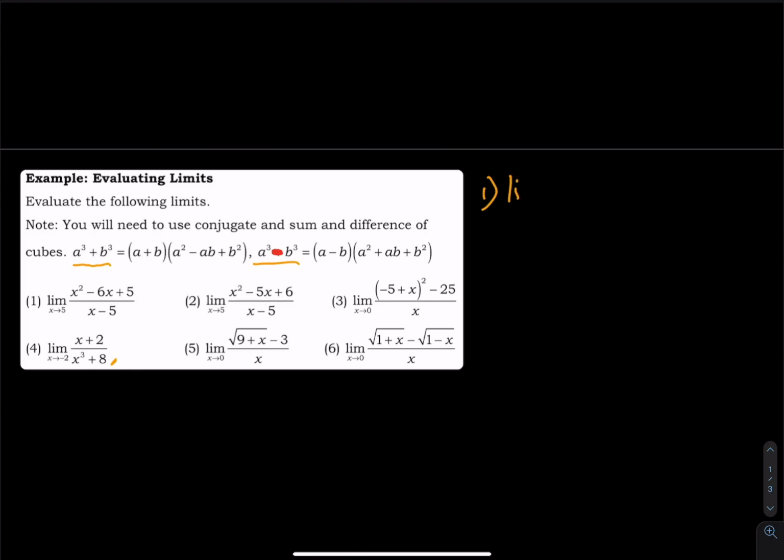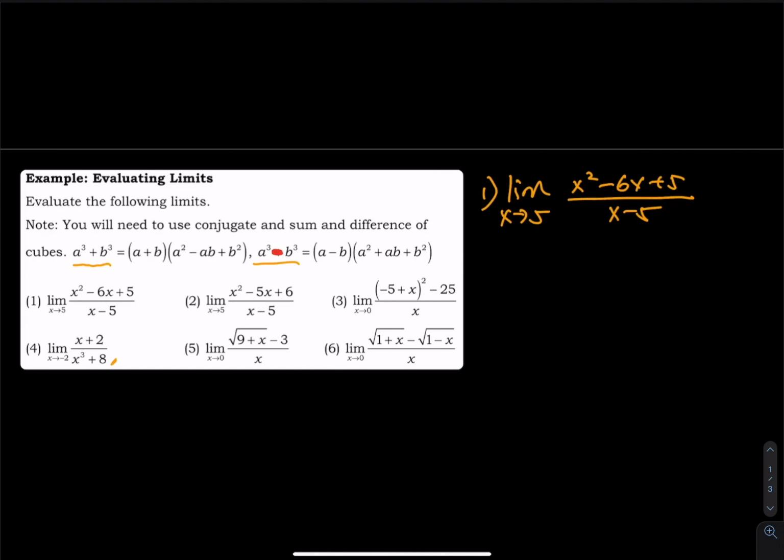Number 1, we have the limit as x approaches 5 of x squared minus 6x plus 5 divided by x minus 5. Obviously, plugging in 5 is not going to work, right? You plug in a 5, boom, there is a 0 in the denominator. So at this point, we say that at x equals 5, there is a vertical asymptote based on the observation we have right now. But we have to do the work to see if that is really a vertical asymptote.